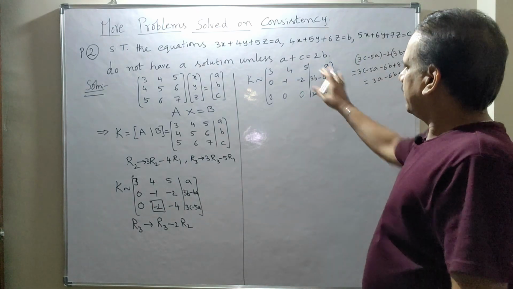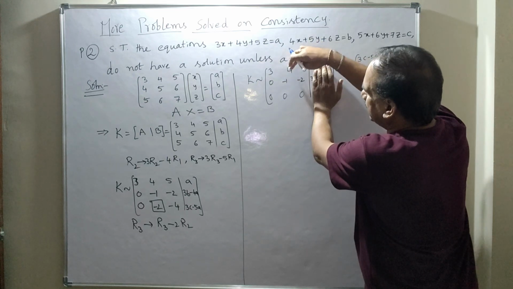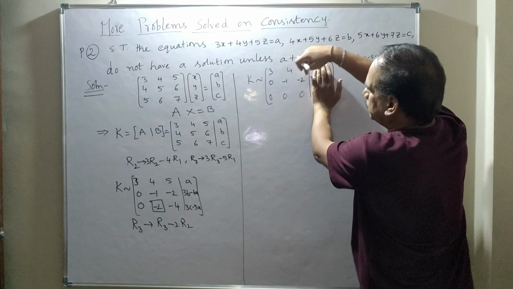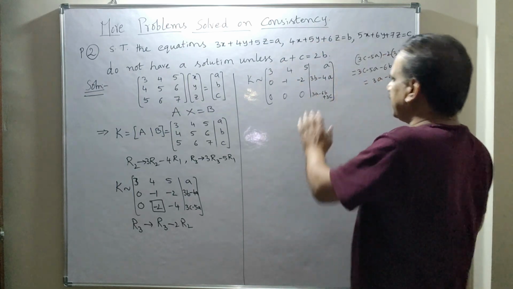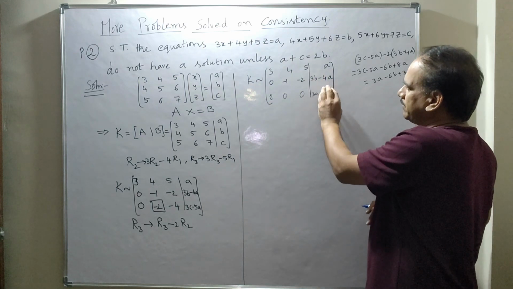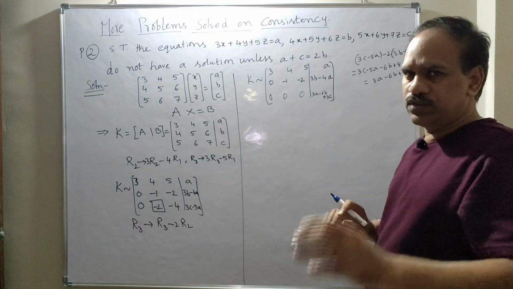Right. So what we have got here is, if you hide this, the rank of the matrix A is 2. You have only one 0 row and two non-zero rows. Therefore, rank of A is 2. But what about the rank of K? Rank of K is also 2 if this becomes 0, and then you have a possibility of having a solution.